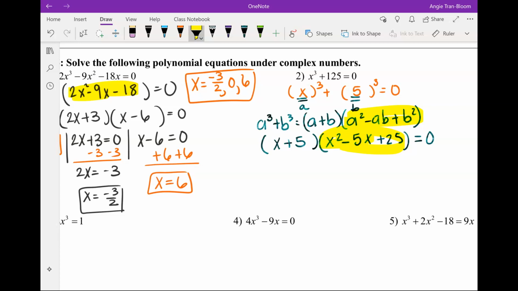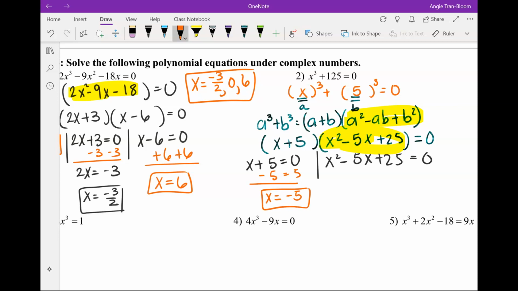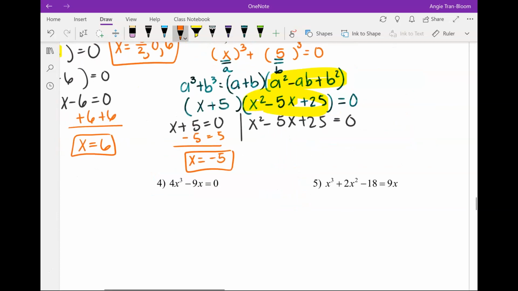So now, we will take each factor and set it equal to 0. The first one's easy to find an answer. The second one, is it factorable? Yes or no? No, so that's why we leave it and we have to use the quadratic formula. So first one, subtract 5 from both sides. X is immediately a real answer of negative 5. The second, we would need to use the quadratic formula. What does the quadratic formula say?